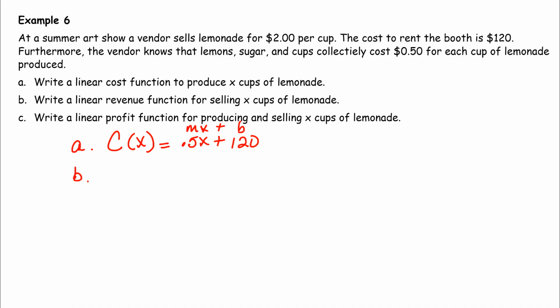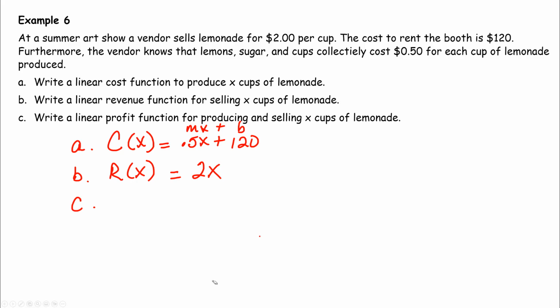Then part B says write a linear revenue function. The revenue function is just about how much money he gets, how much money people hand him as he's giving them lemonade. So that is $2 per cup. So 2 times the number of cups, 2x.